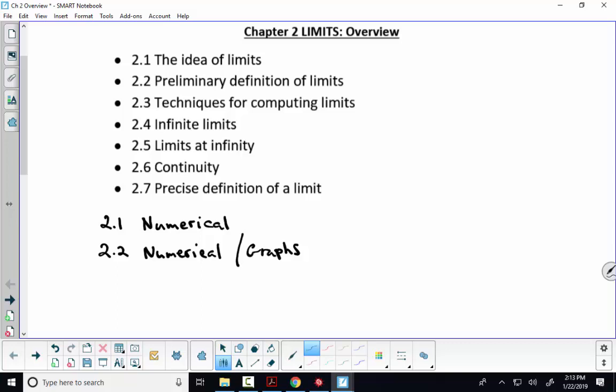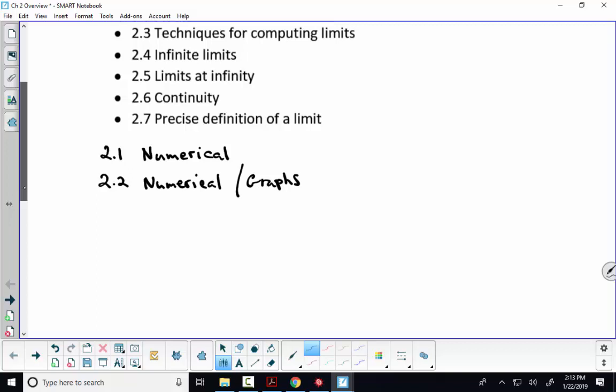And then from there, in 2.3, we actually will develop the algebraic techniques to compute limits. So 2.3 starts becoming much more algebraic. Typically, we refer to those types of procedures as analytic, where we're analyzing it by hand through simplifying algebraic functions or trig functions or whatever.